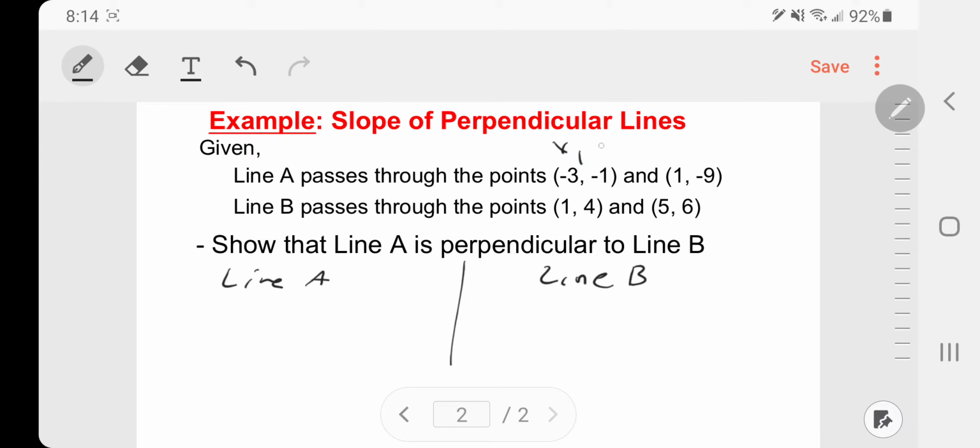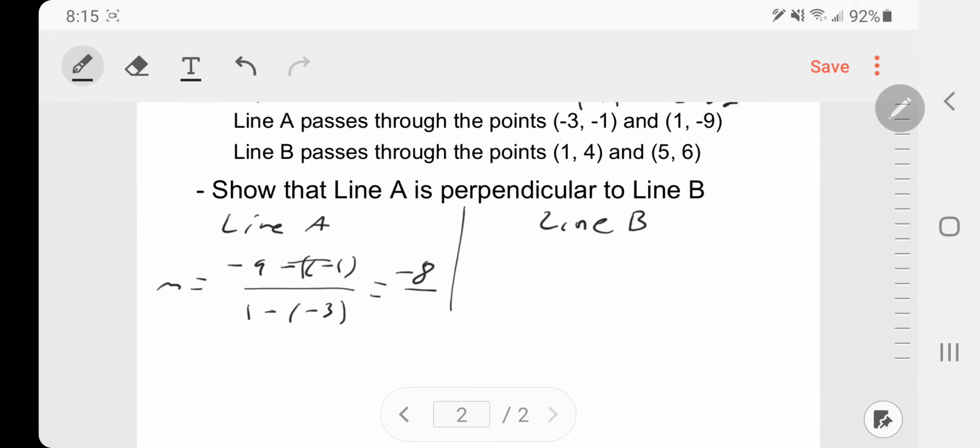So line A, x1, y1, and x2, y2. m equals, we have -9 minus -1, and then I have 1 minus -3. -9 plus 1 gives me -8, and then I have 1 minus -3, which gives me 4. So for the first slope, I get -2, and that is the slope of line A.